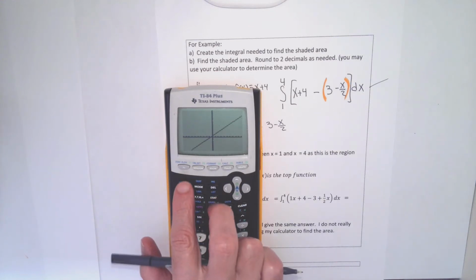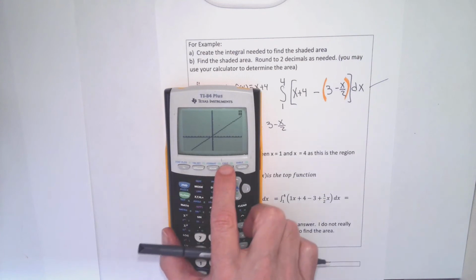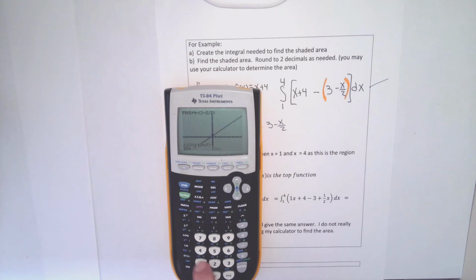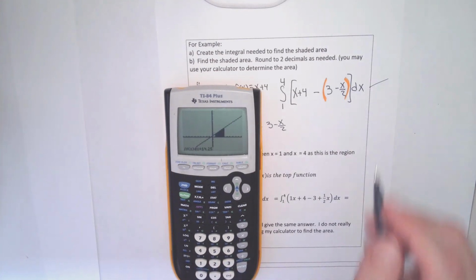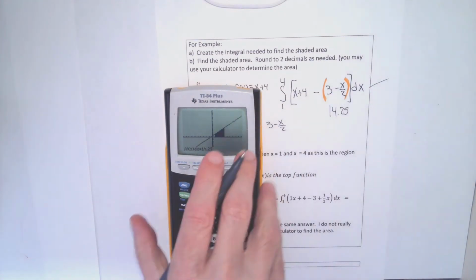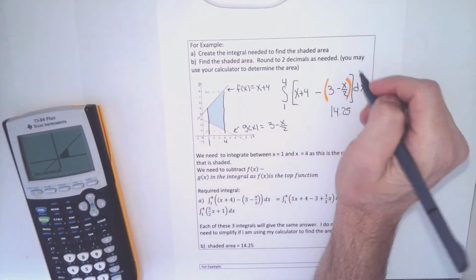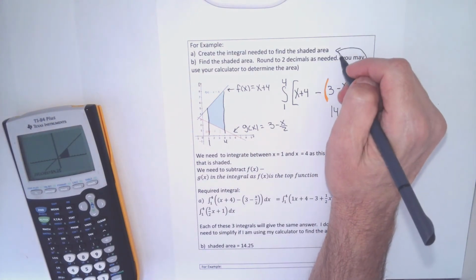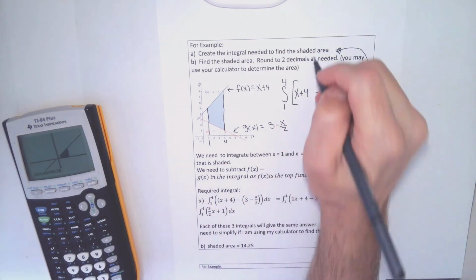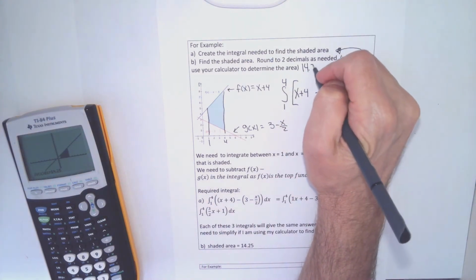It kind of distorts the picture, but I can get the area by going second calc, option 7, lower limit 1, upper limit 4. The shaded area is 14.25 units. So if this was a homework question, the answer to part A would be an unsimplified version of the integral needed to find the shaded area. And the answer to part B would be 14.25.